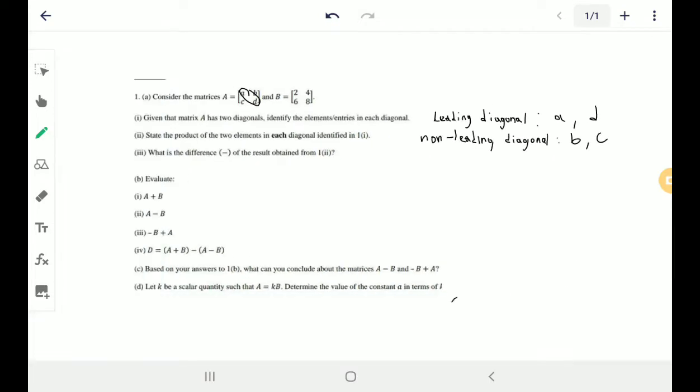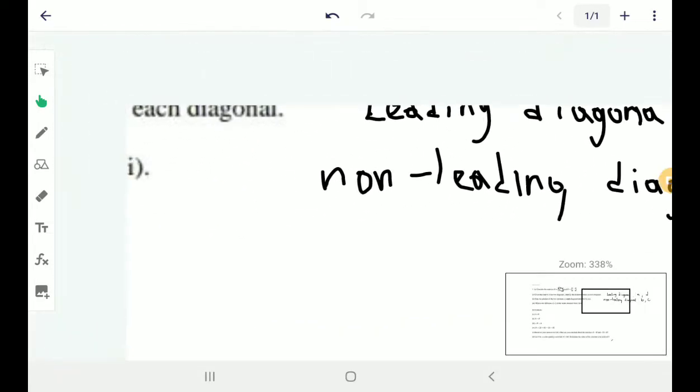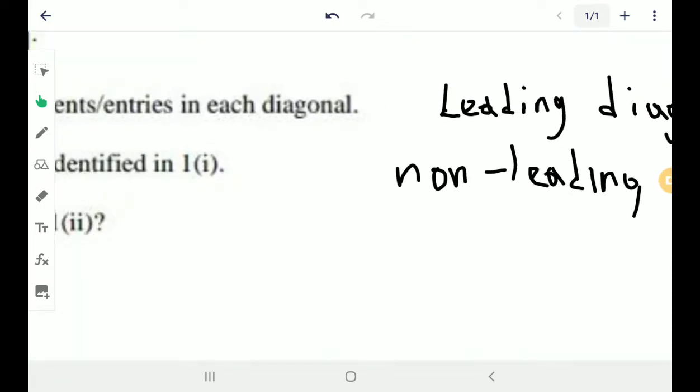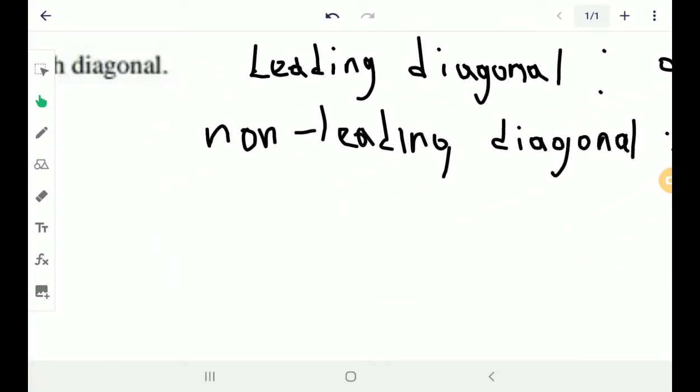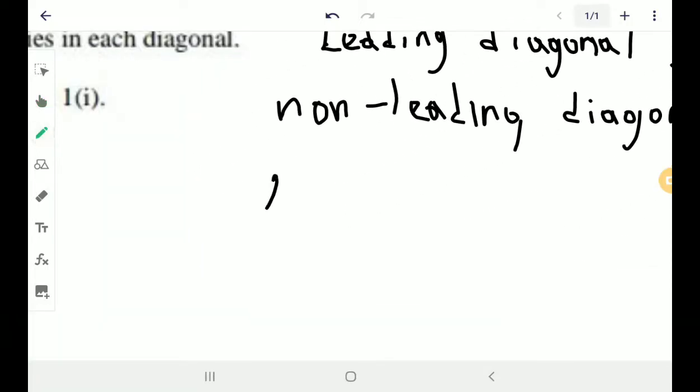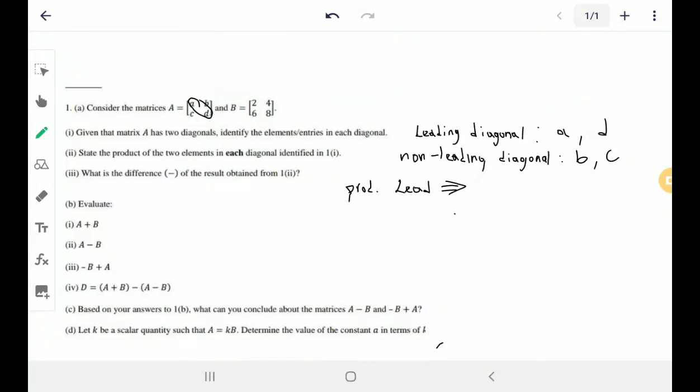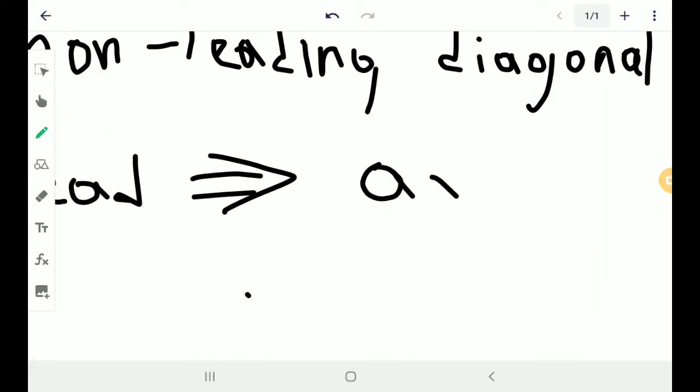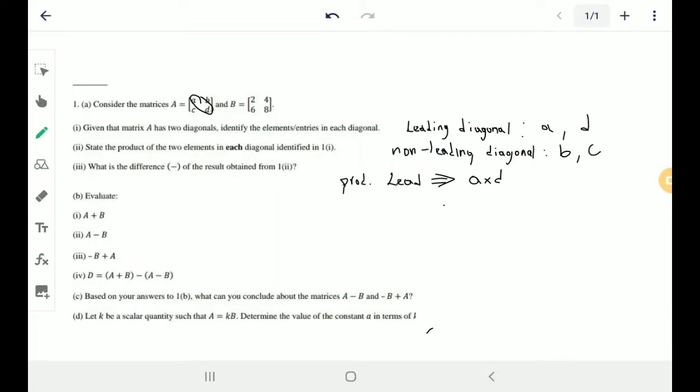Alright. Next part says state the product of the two elements in each diagonal identified. So the product could be in the leading. What would be the product? So leading, we say, so product of leading, that would be what? Elements are A and D, so the product would be A times D. Or you could say AD, same thing.